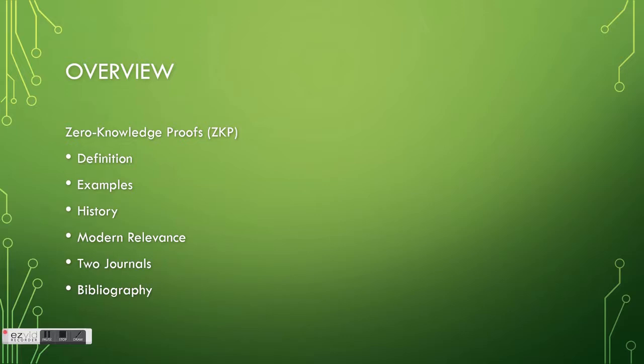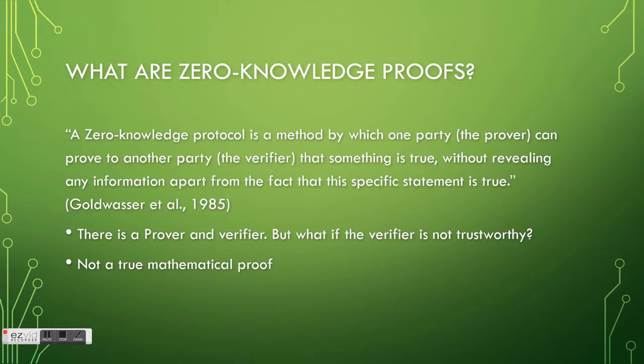So, what is a zero-knowledge proof? Well, a zero-knowledge proof is a method by which one party, the prover, can prove to another party, the verifier, that something is true, without revealing any information apart from the fact that this specific statement is true. So the prover is not giving away any information to the verifier other than the fact that they know what they should. During research in cryptography in the 1980s, the question was asked, what if the verifier is not trustworthy? One would not want to give them a password.